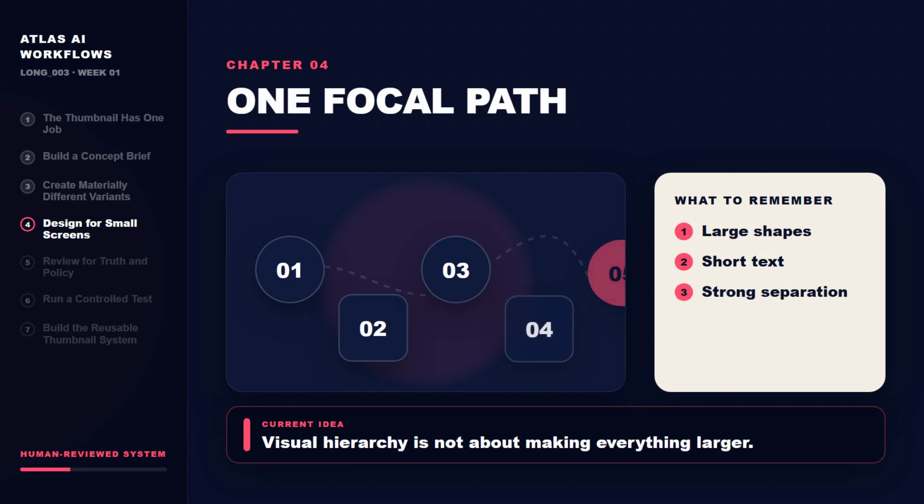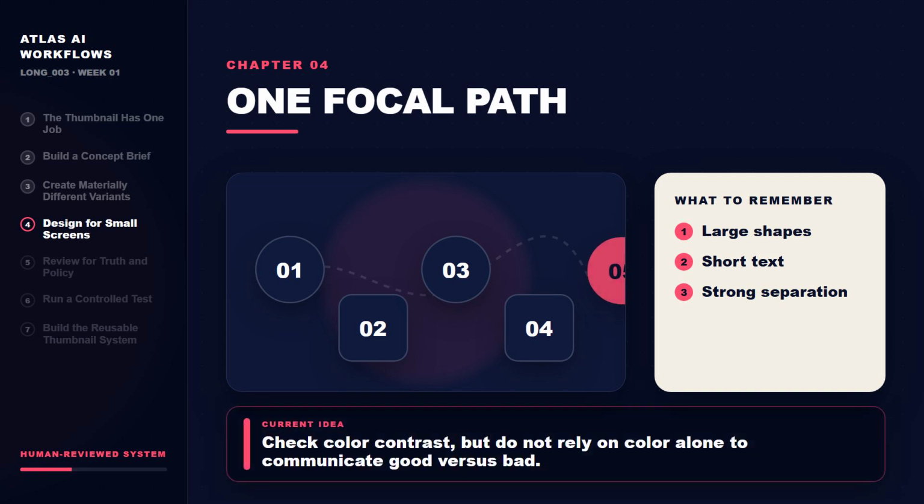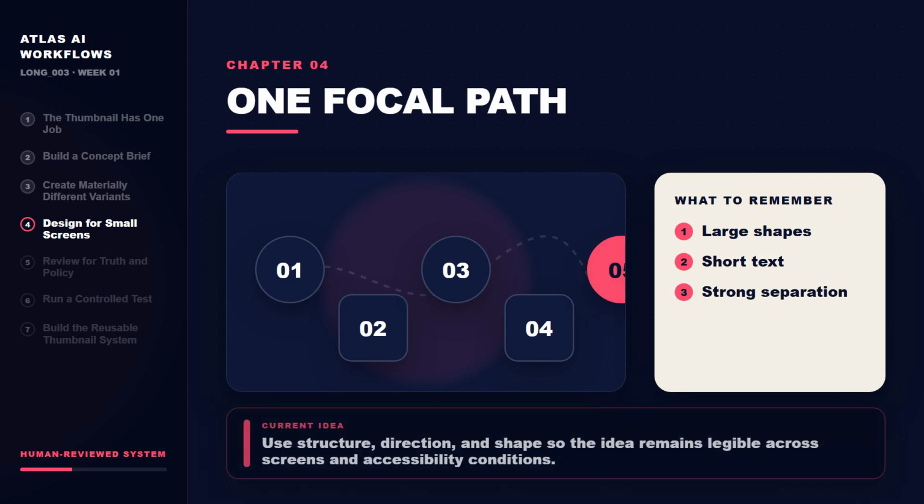Visual hierarchy is not about making everything larger. It is about making the order of attention obvious. Check color contrast, but do not rely on color alone to communicate good versus bad. Use structure, direction, and shape so the idea remains legible across screens and accessibility conditions.